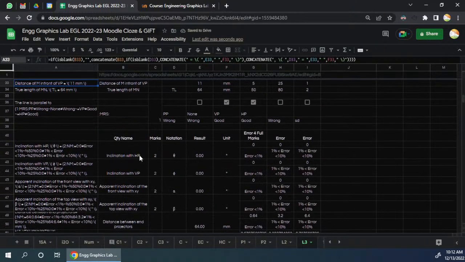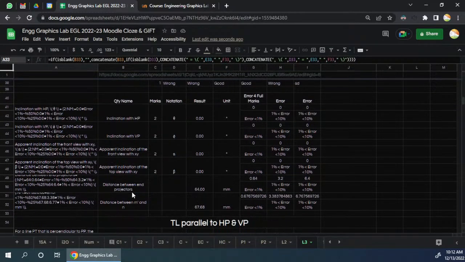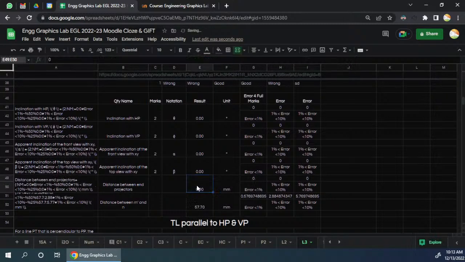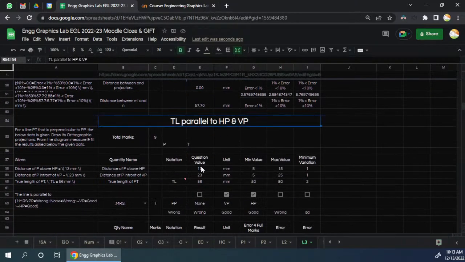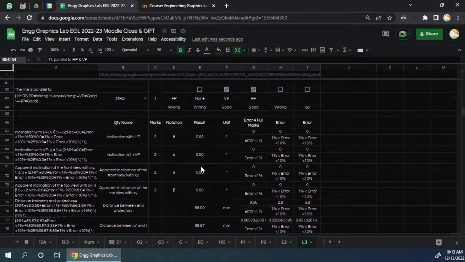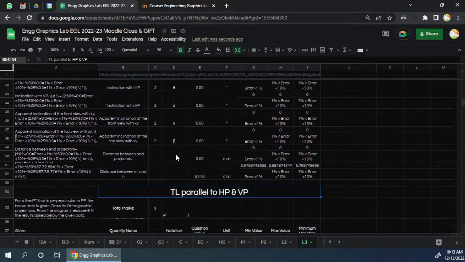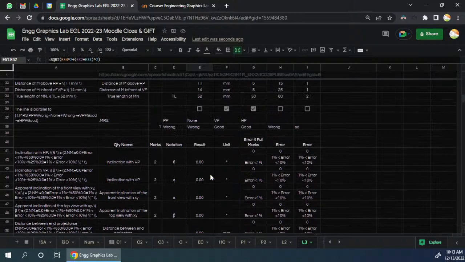And what are the details we are asking? Inclination to HP, inclination to VP, apparent inclination, distance between end projectors. The distance between the projectors is going to be 0 because they're going to overlap, right? The distance between these two points is going to be different, I guess. It was just copy pasted from over here, so that needs to be modified. Distance between m dash and n: how much is that, by the way?